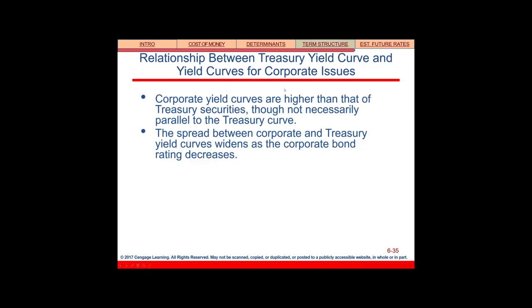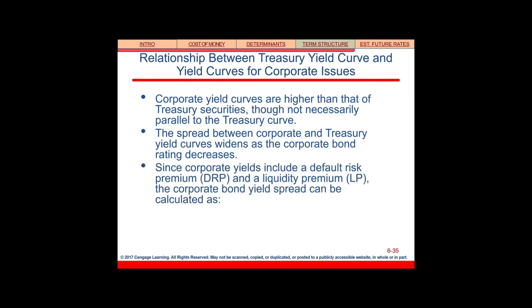Then this is actually what we discussed before, the relationship between Treasury yield curve and yield curves for corporate issues. So the corporate and Treasury, right? Corporate yield curves are higher than that of Treasury securities because of the liquidity risk premium and default risk premium, although not necessarily parallel to the Treasury curve. The spread between the corporate and Treasury yield curves widens as the corporate bond rating decreases, right? If the rating decreases, it means that they have higher default risk, right? So therefore, the default risk premium will increase if the bond rating decreases.